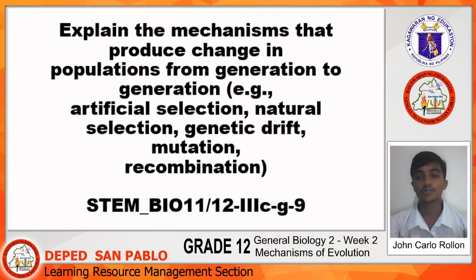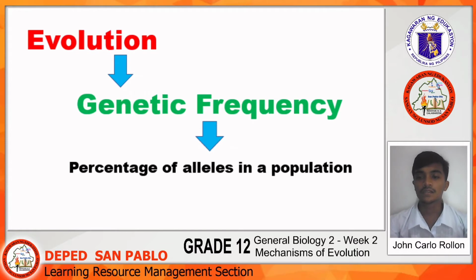For our most essential learning competency today, it is to explain the mechanisms that produce change in populations from generation to generation. Examples of that are artificial selection, natural selection, genetic drift, mutation, and recombination. Before we start, let us first define evolution.